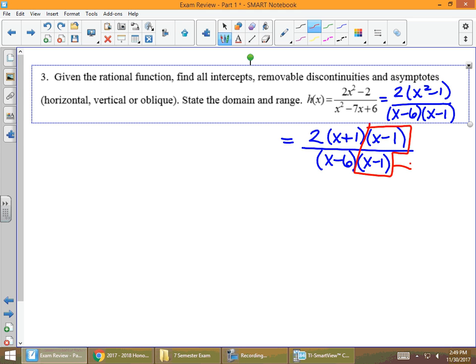Here, I know my removable discontinuity is going to be at x equals 1, from what cancels here. And we'll look back at that on the calculator. My vertical asymptote is going to be at x equals 6. And my x-intercept is going to be at x equals 1.